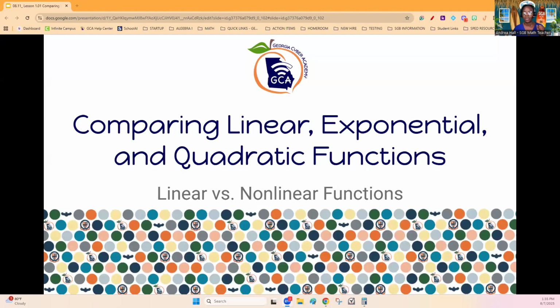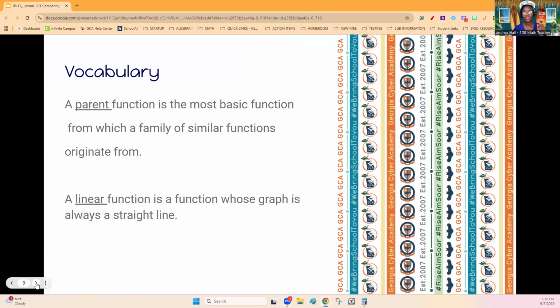All right. Hello, everyone, and welcome to our discussion on comparing linear, exponential, and quadratic functions. In other words, we're talking about linear versus nonlinear functions. So, here are a few vocabulary terms as we get started.